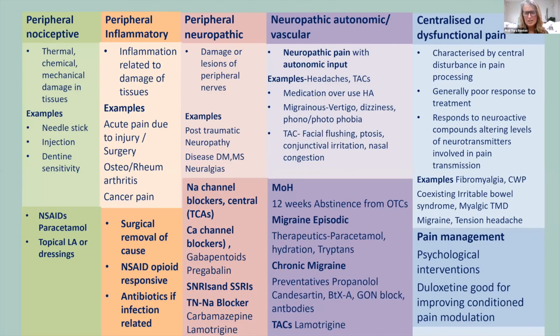This is a summary slide as well. It just runs through how we might manage these patients, very brief synopsis for nociceptive pain, for inflammatory pain, for neuropathic pain, for the neurovascular type pains, and the centralized dysfunctional pain or nociplastic pain. So this summarized sheet is really quite basic. I don't think I need to mention too much.